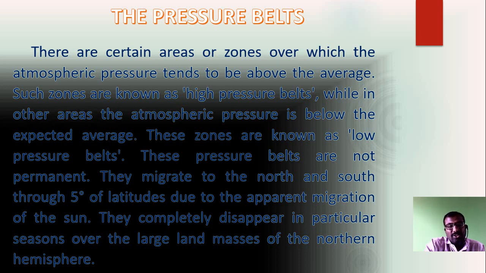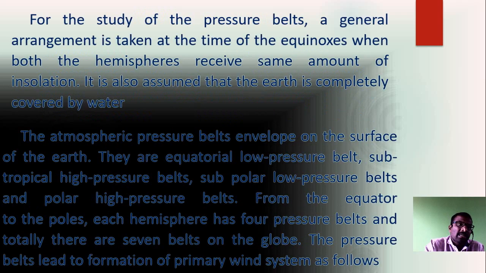These pressure belts are not permanent. They migrate north and south through 5 degrees of latitude due to the apparent migration of the sun. They completely disappear in a particular season over large land masses of the northern hemisphere. For the study of these pressure belts, a general arrangement is taken at the time of equinox, when both hemispheres receive the same amount of insolation. It is also assumed that the earth is completely covered by water.